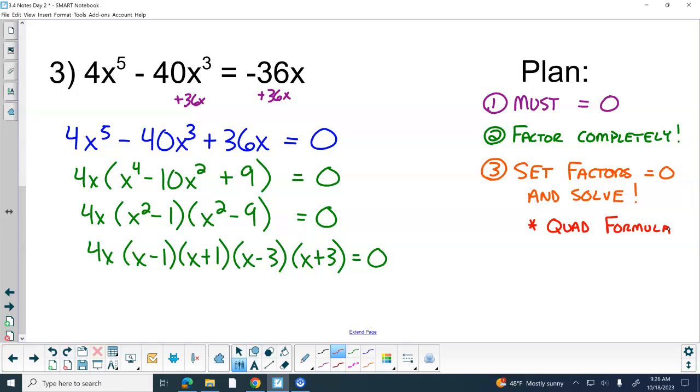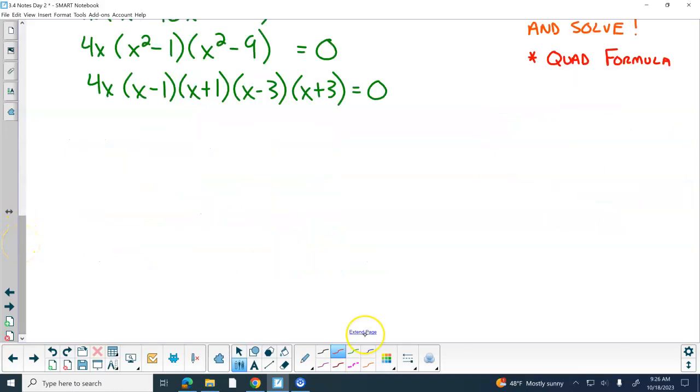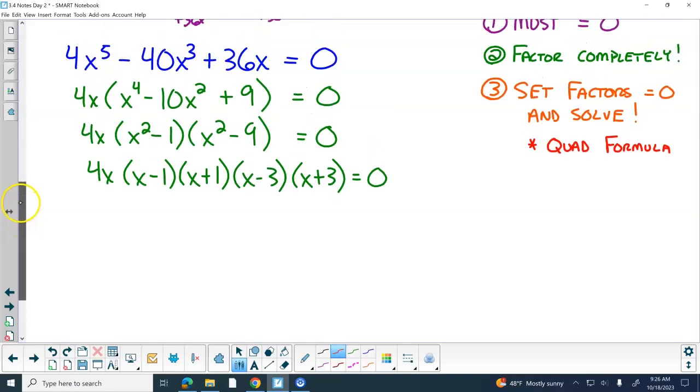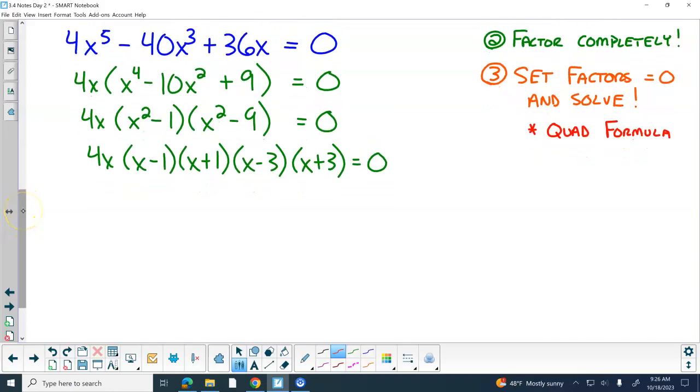Okay? So with that being said, I guess I gotta extend my page and then just go back up. So with that being said here, we would say 4x equals 0. x minus 1 equals 0. x plus 1 equals 0. x minus 3 equals 0. x plus 3 equals 0. And then we'd have to solve all of those.